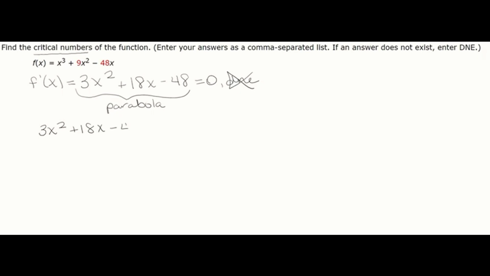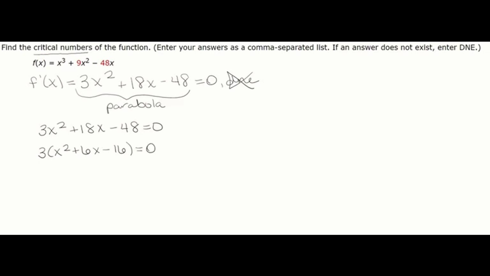So once we set the derivative of f(x) equal to 0, we can start to factor it. When first factoring the equation, the first thing we factor out is 3, which leaves us with 3 multiplied by x squared plus 6x minus 16 equals 0.